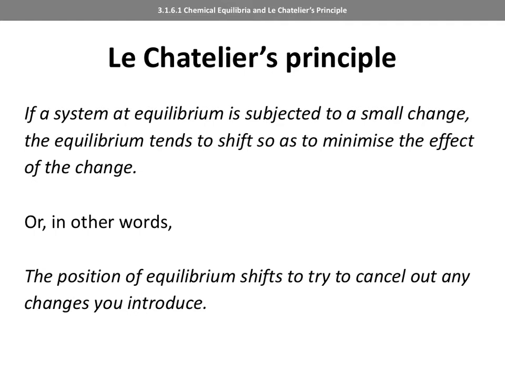So we're going to think about what those changes you could introduce are, and then how we can talk about the position of equilibrium shifting, moving. We're going to be talking about it shifting either to the left or to the right. If we think about our person on the treadmill again, their position could be shifting to the left towards the reactants, or to the right towards the products.